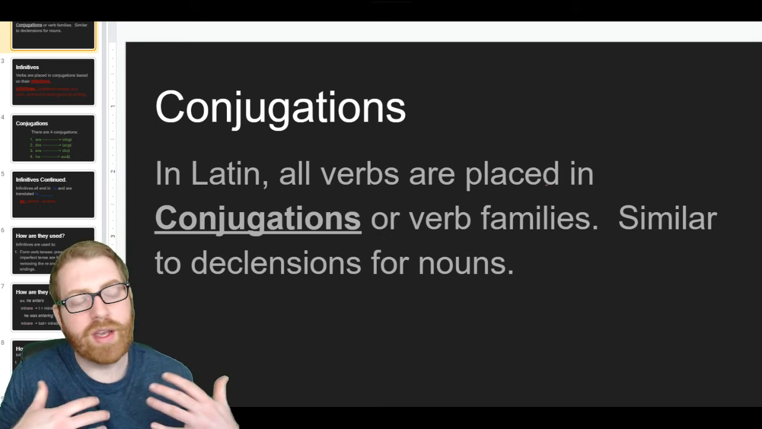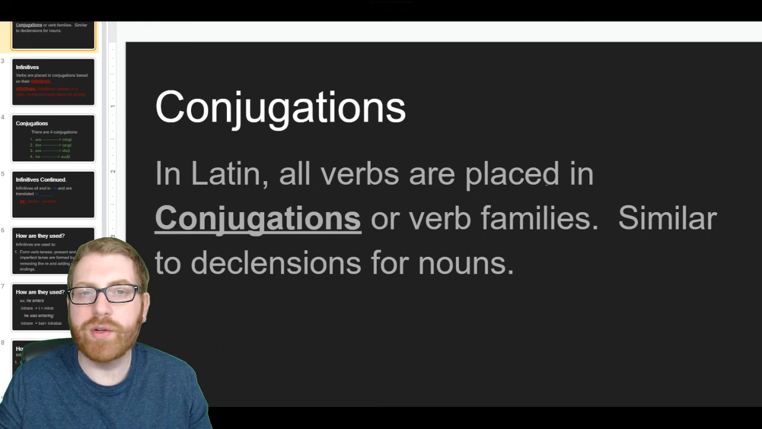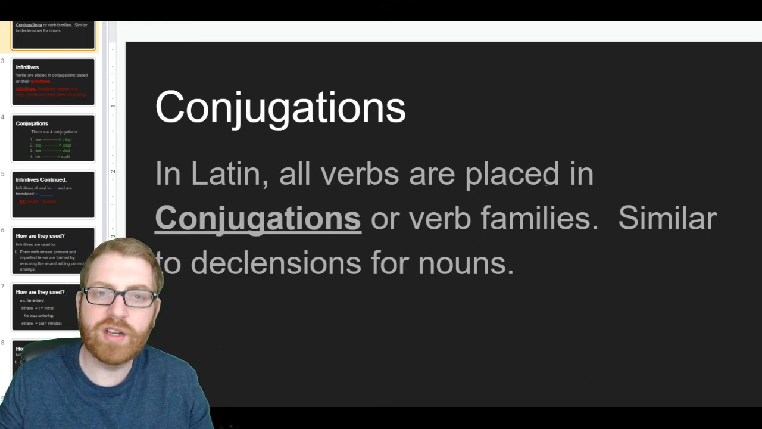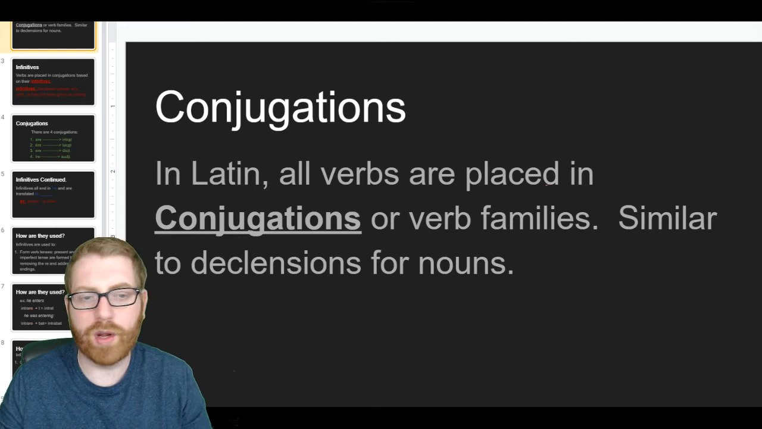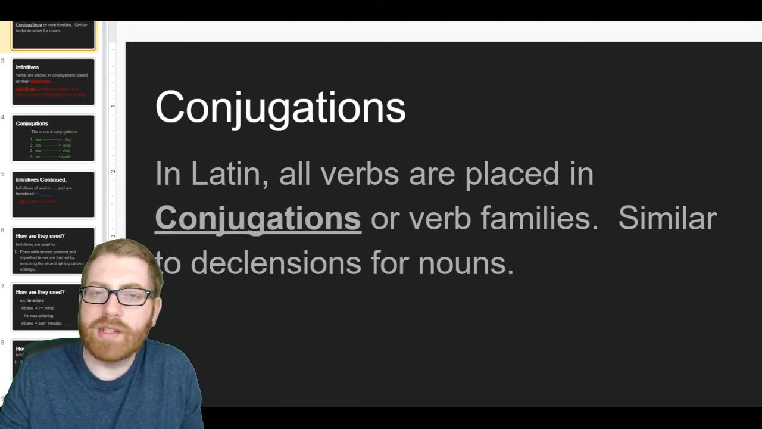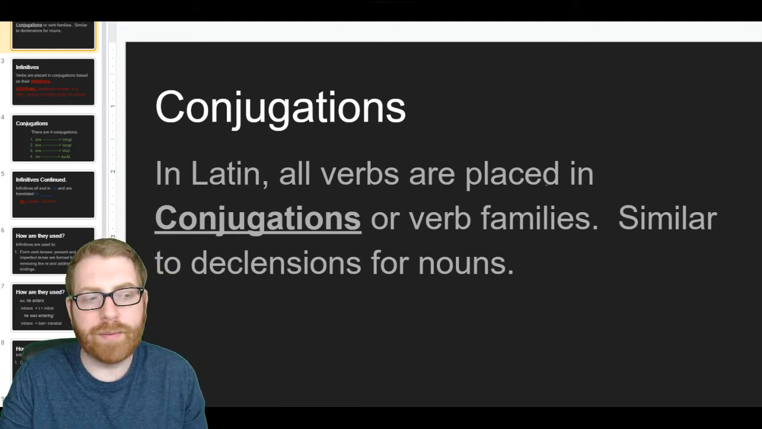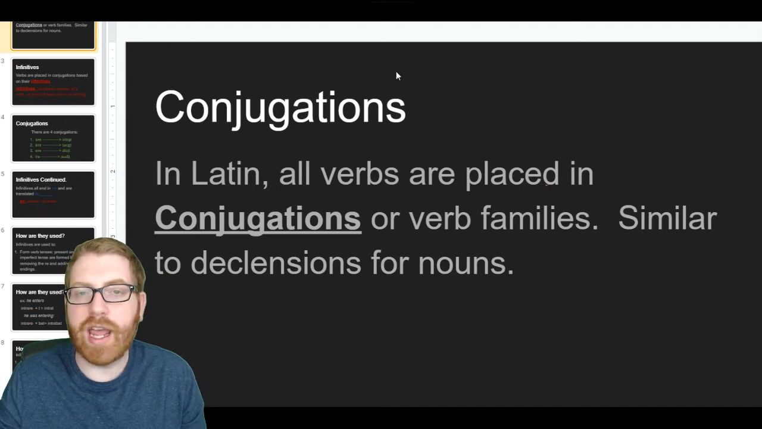Remember, we could put any noun that we've had into one of three declensions. First declension if it's feminine, second declension if it's masculine. Third declension is kind of the grab bag of if it's masculine or feminine and looks kind of weird. Well, we can do the same with verbs. And when we put a verb into a family, we put it into a conjugation. All right, a conjugation tells us which of the four verb families any given verb is a part of.